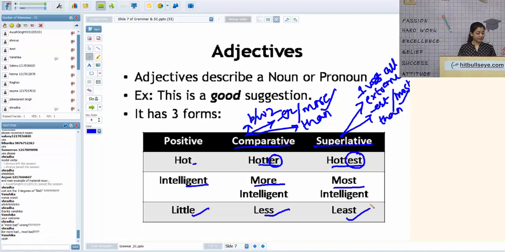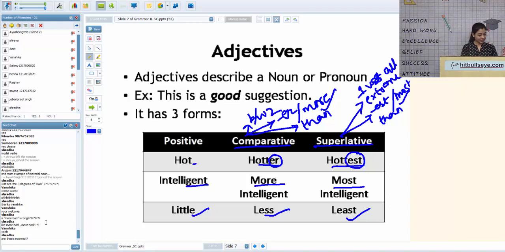Yes Shraddha, more bad would be wrong. That is probably not, yes, that's incorrect. But yeah, the other example that you gave, worse and worst, that is the correct one.